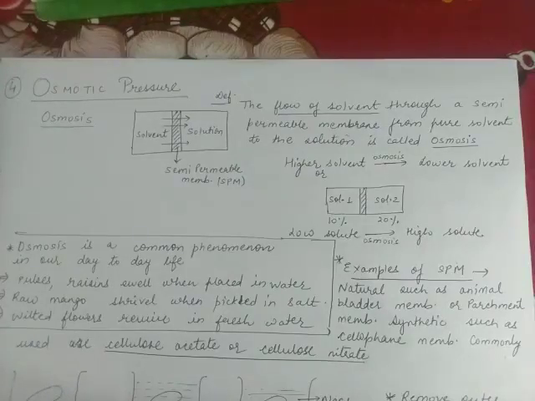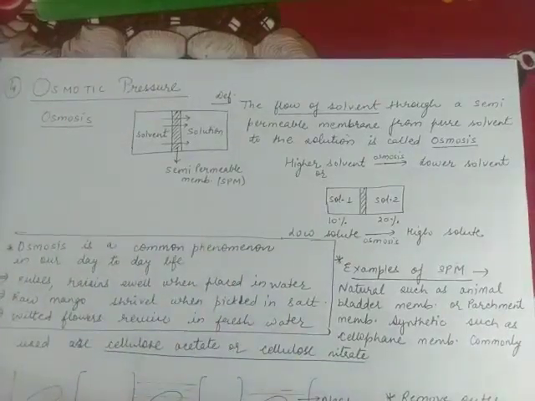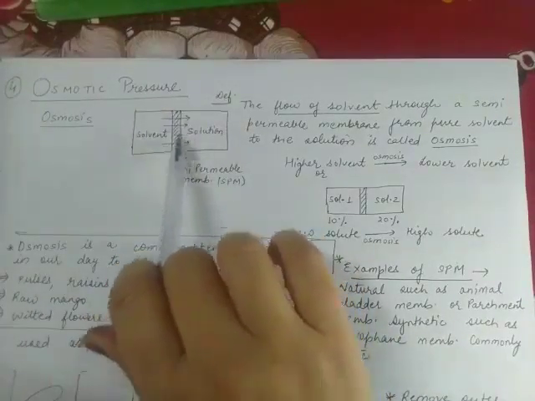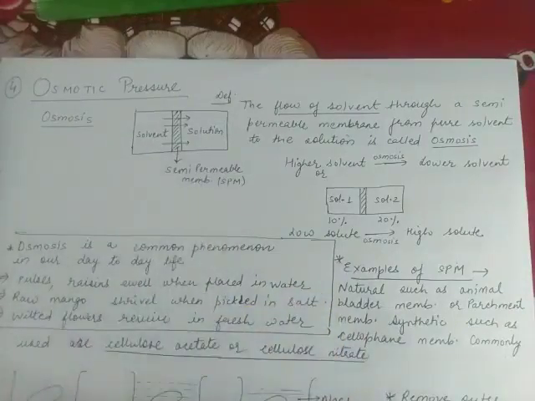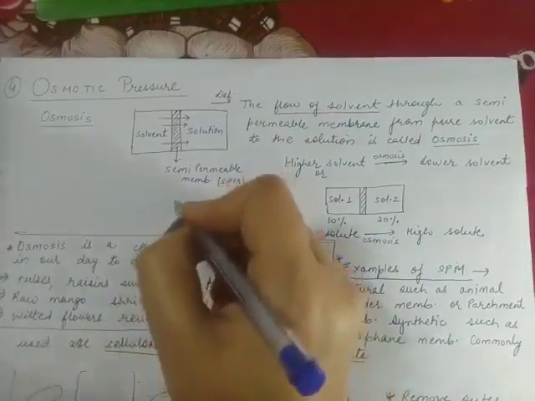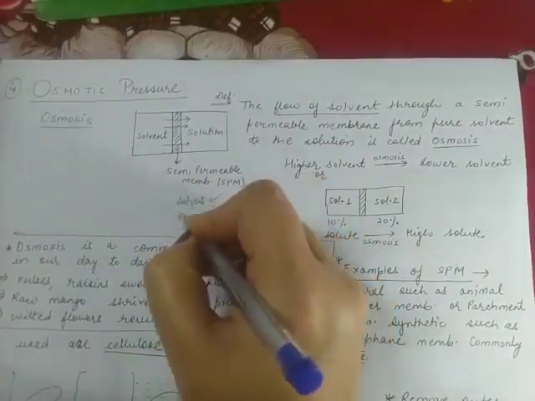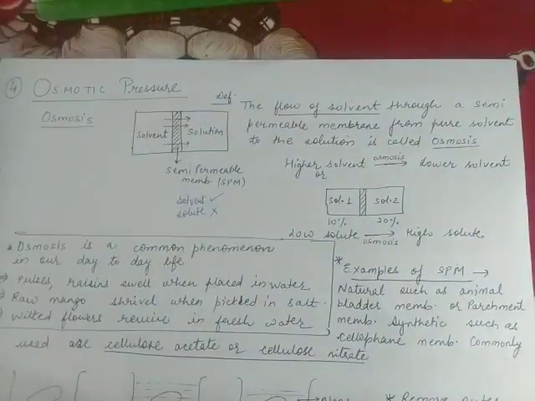But before starting with osmotic pressure, first the idea of osmosis should be clear. What is the meaning of osmosis? Now suppose this is a container. This container has a partition which is made up of semi-permeable membrane. Now what is a semi-permeable membrane? A semi-permeable membrane is one which allows only solvent to pass through and does not allow solute to pass through it. That is, only solvent molecules can move across the semi-permeable membrane.